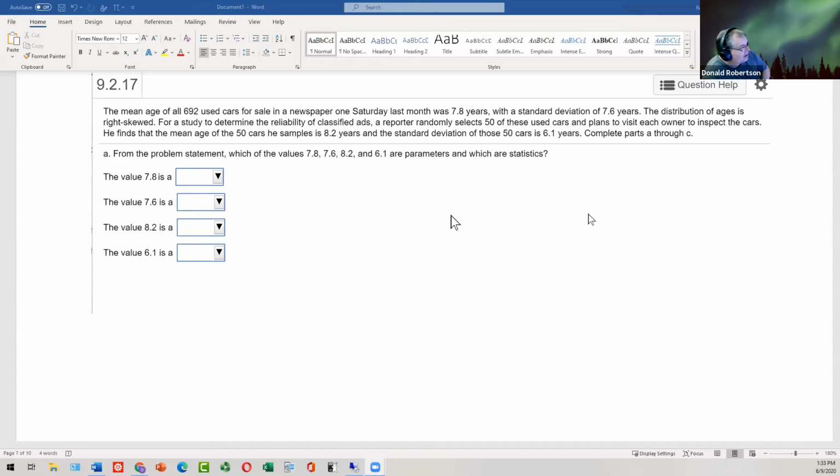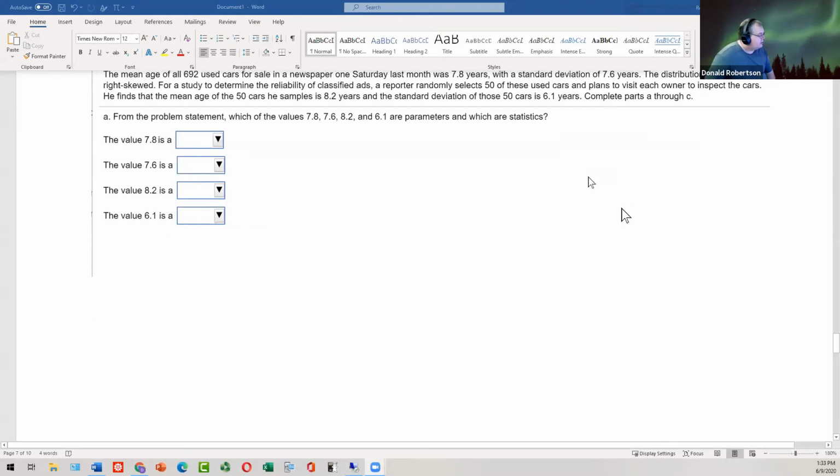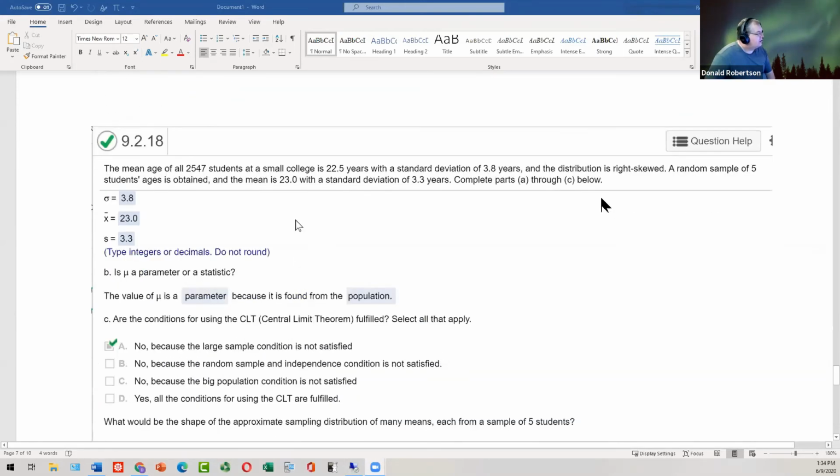In this particular case, all we're doing is labeling what these numbers are. So 7.8 is the population mean. 7.6 is the population standard deviation. 8.2 is the sample mean. And 6.1 is the sample standard deviation. And that's the end of that question.